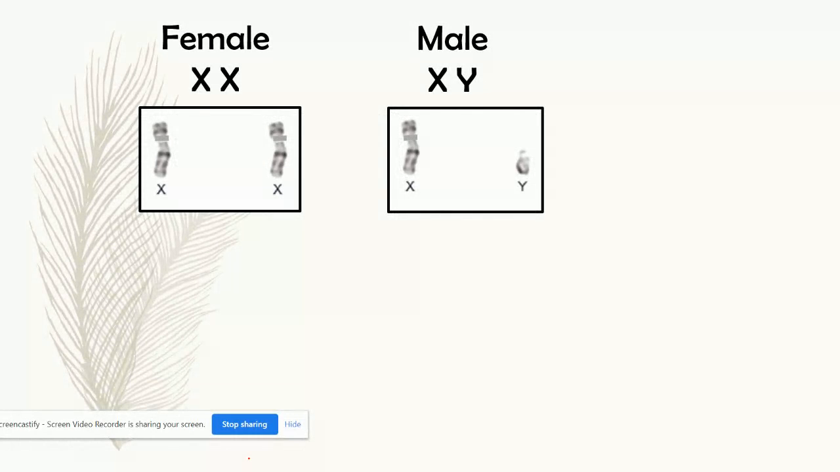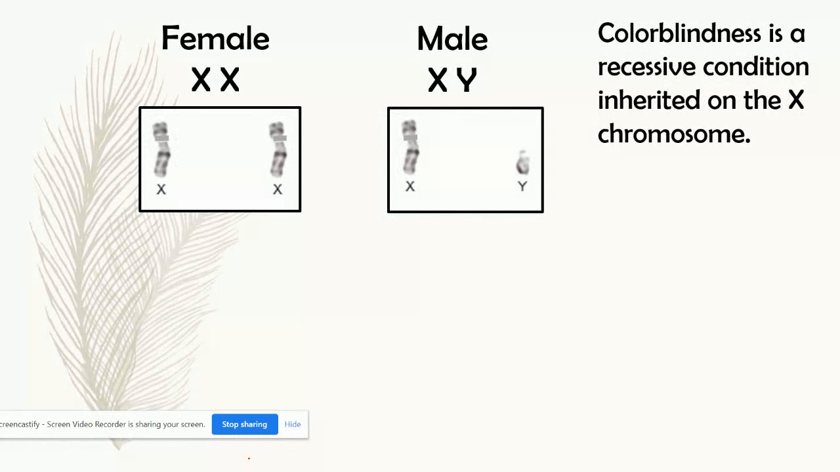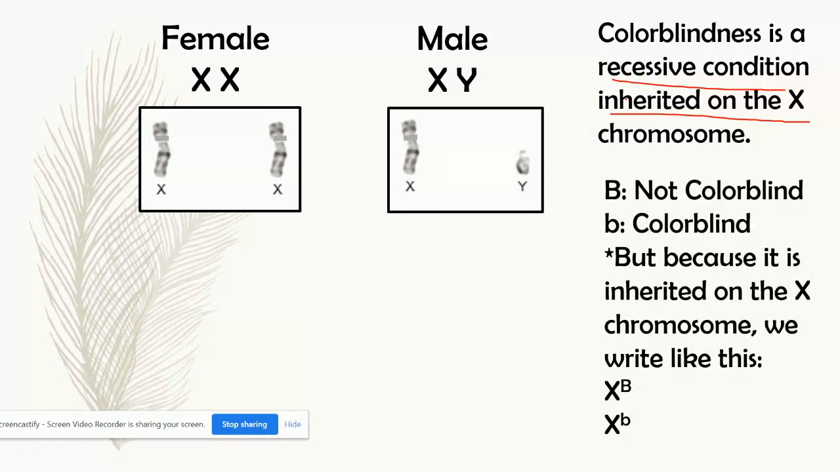Okay, so when we look at a female versus a male, let's go with the example of colorblindness. Colorblindness is a recessive condition inherited on the X chromosome. So if you're in a class like AP Bio, the mode of inheritance for colorblindness would be sex-linked recessive. Let's see the difference between males and females.